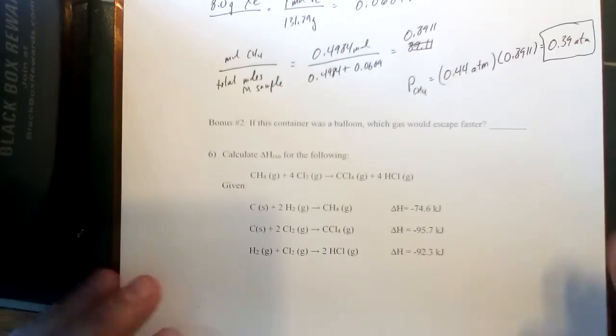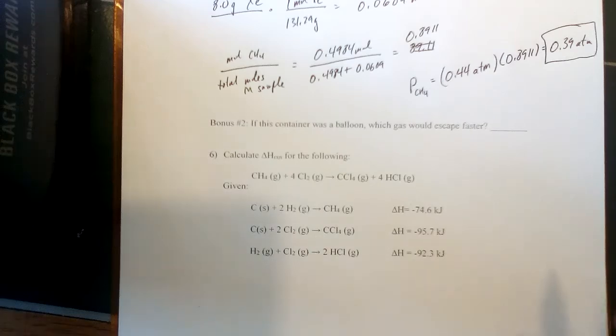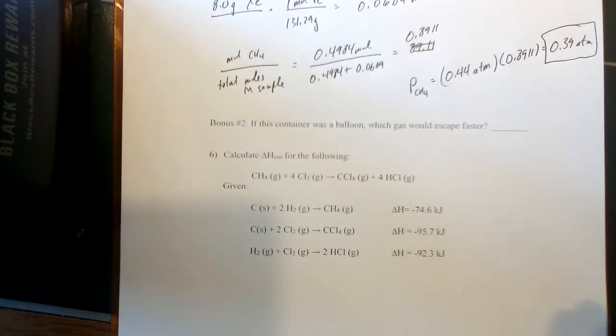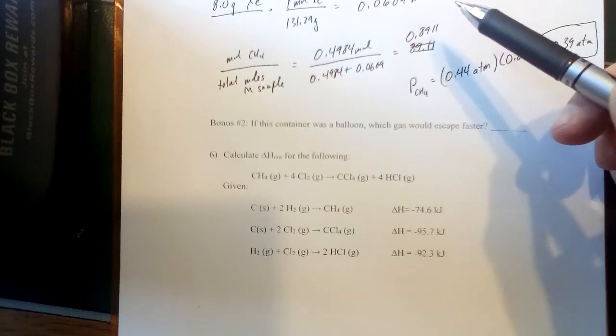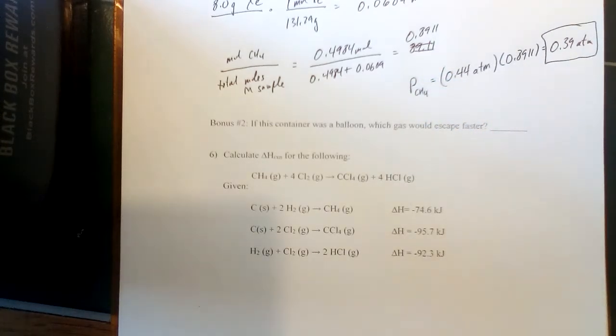Oh, bonus question. If this container was a balloon, which gas would escape faster? Here's the relationship to kinetic molecular theory, and in particular, Graham's law of effusion that we talked about. So in Graham's law of effusion, or in the root mean square speed formula, the average speed of the molecule is related to the temperature and the molar mass.